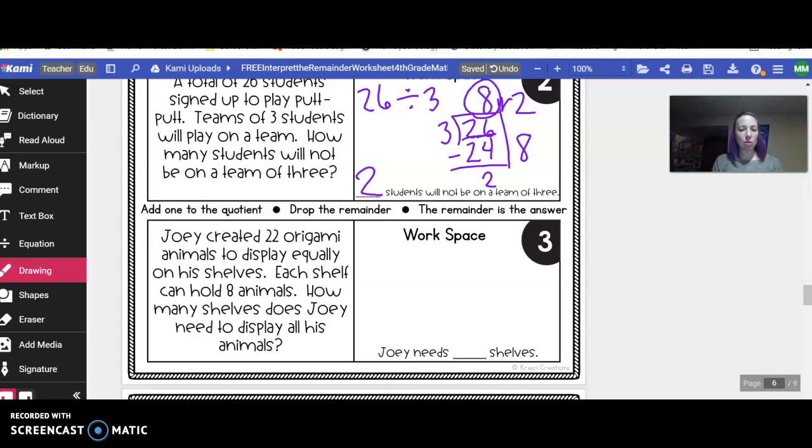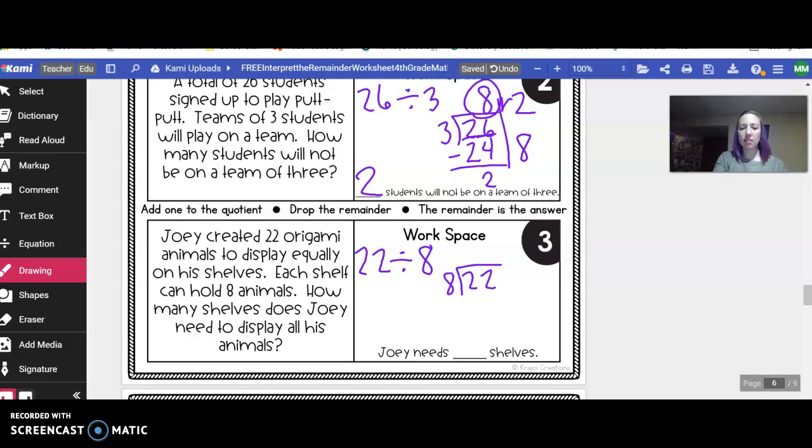Joey created 22 origami animals to display equally on his shelves. Each shelf can hold 8 animals. How many shelves does Joey need to display all his animals? Go ahead and try. All right, we're taking 22. We're splitting it up into groups of 8, in this case, animals.